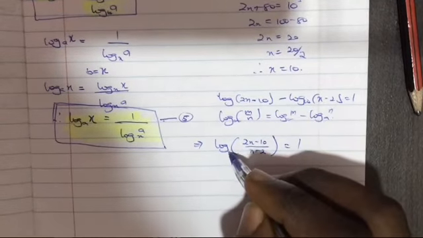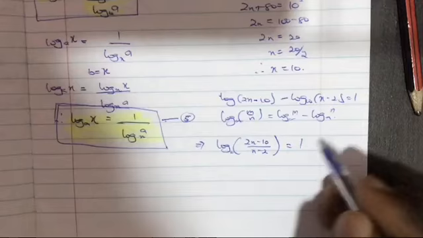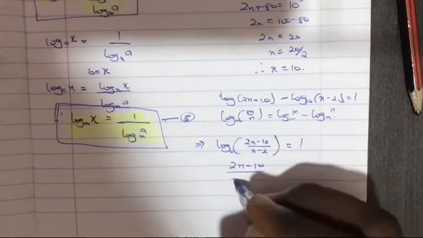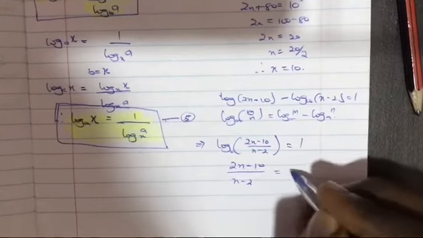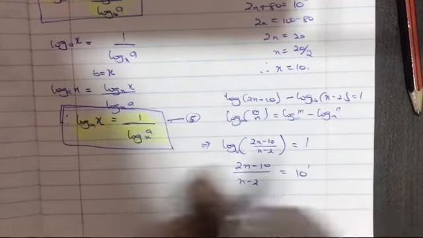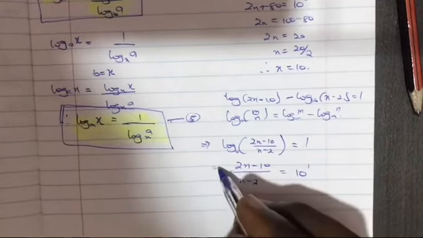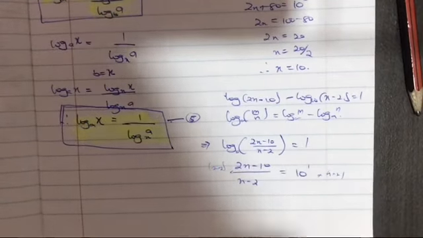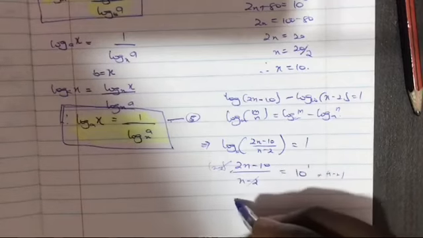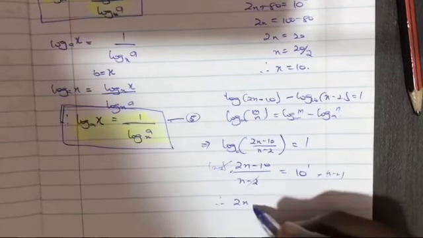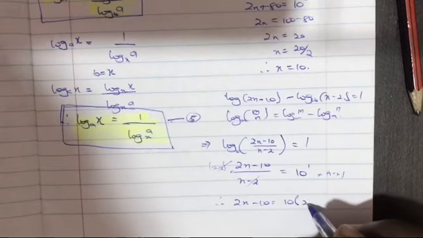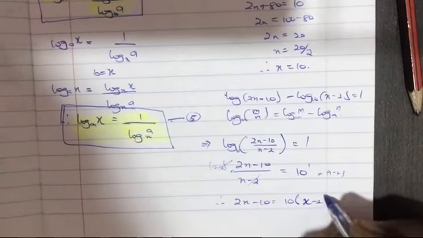To simplify this, there's 10 here, so 10 moves to the right hand side and pushes the 1 up. So 2x minus 10 all over x minus 2 will be equal to 10 exponent 1. So I'll multiply both sides by x minus 2. Therefore 2x minus 10 will then be equal to 10 into bracket x minus 2.